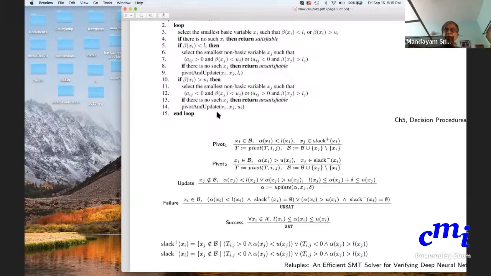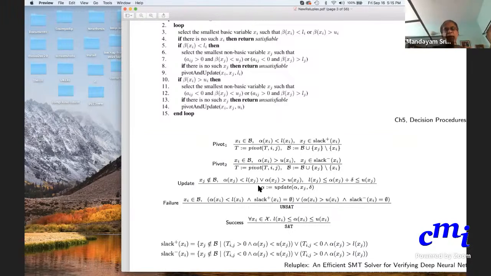So after the pivot, one basic variable will be leaving the basic set and moving into the non-basic set. And one variable from the non-basic set will be moving to the basic set, and that's what is done here. So as part of the pivot operation, you just move the variables from basic to non-basic.